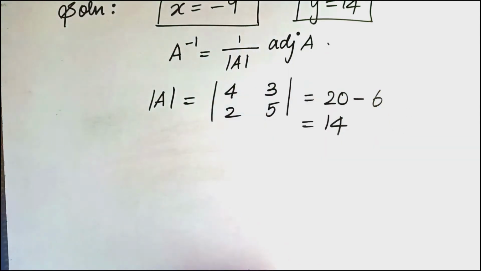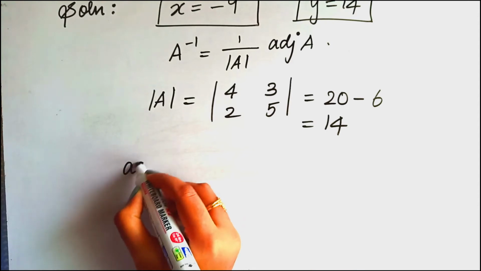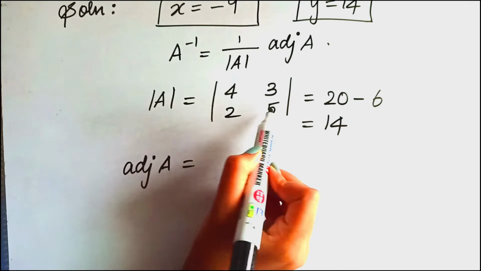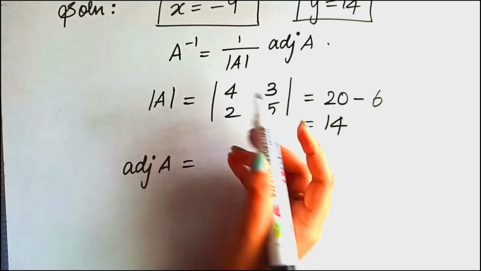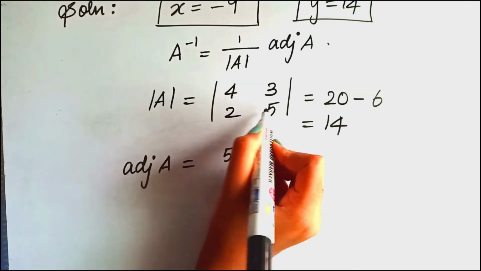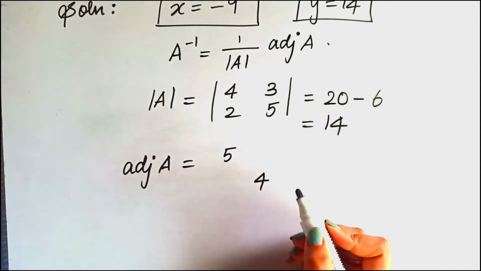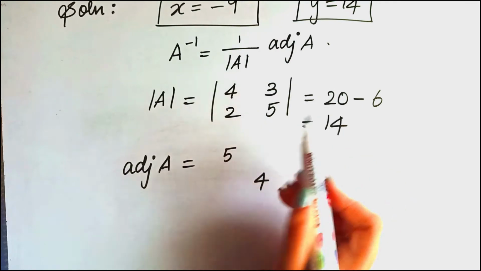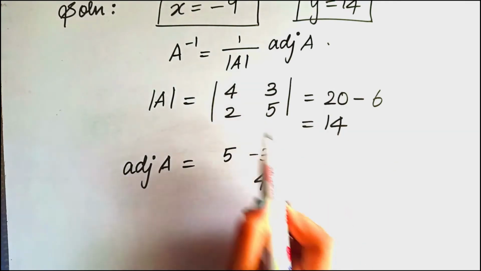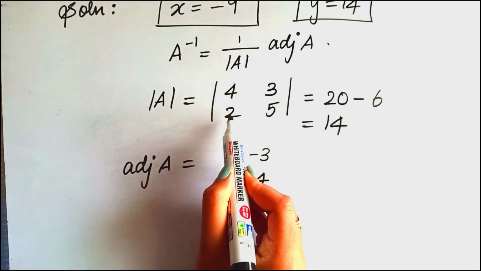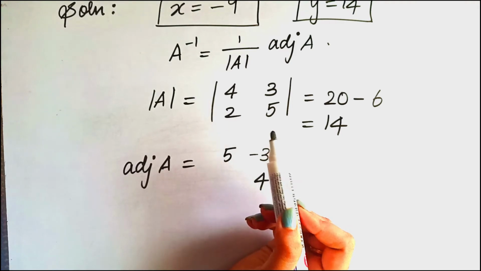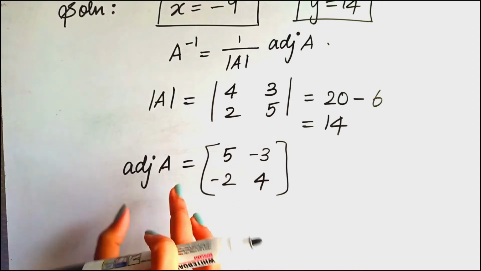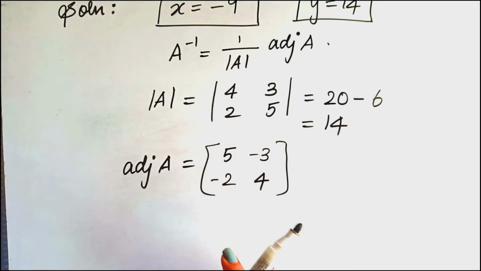And now we have to find the adjoint of A. So for finding the adjoint of A, what you have to do? First, you have to interchange these two elements, so that in the place of 4 we'll get an answer 5, and in the place of 5 we'll get an answer 4 here. And then you have to change the signs. So here there's a plus 3, so you have to put a minus 3 here, and then here there is a plus 2, and you have to put the minus 2 here. Okay, so this is the way of finding adjoint A for only 2 cross 2 matrices.